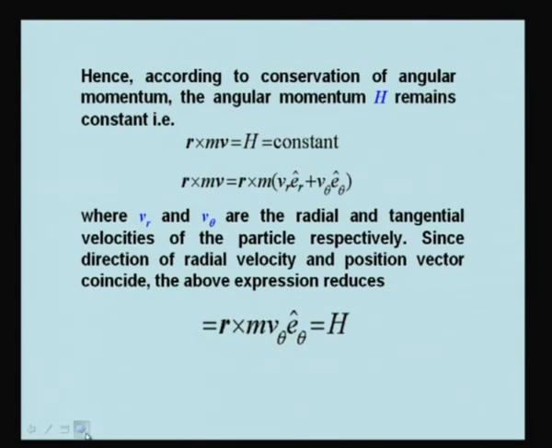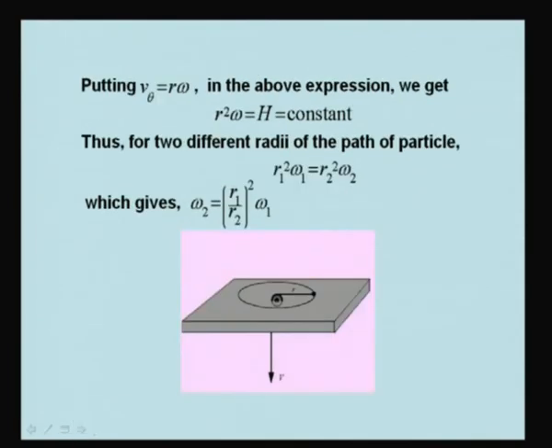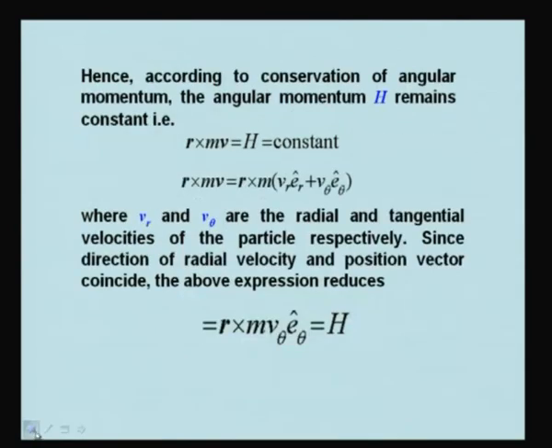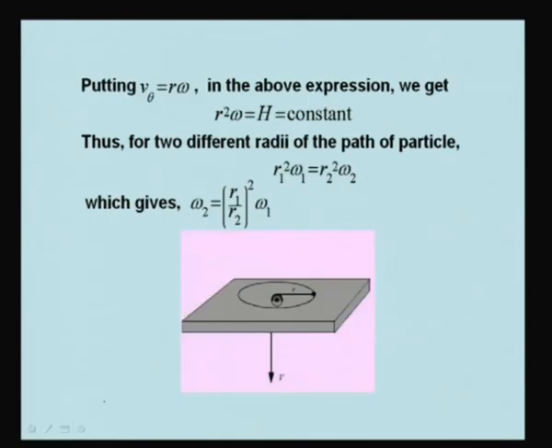that is H constant. Now, putting V theta equal to r omega in this expression, we get r square omega is equal to H, that is constant. Thus, for two different radii of the path of the particle, r1 square omega 1 is equal to r2 square omega 2, which gives omega 2 is equal to (r1 by r2) whole square times omega 1.